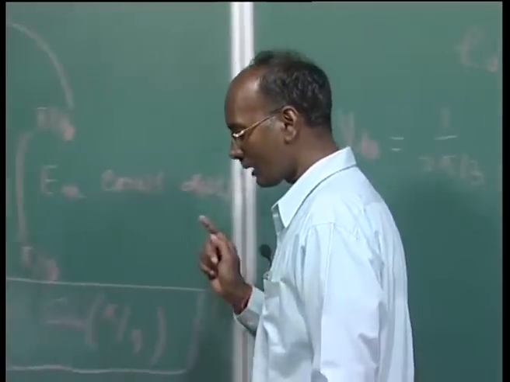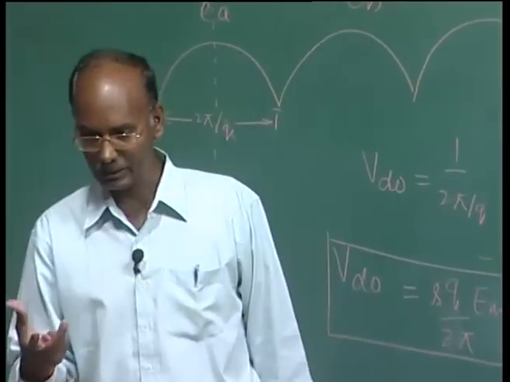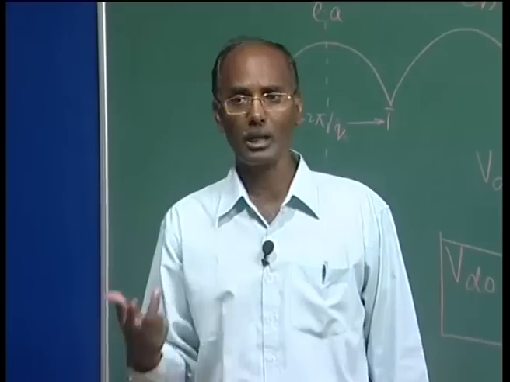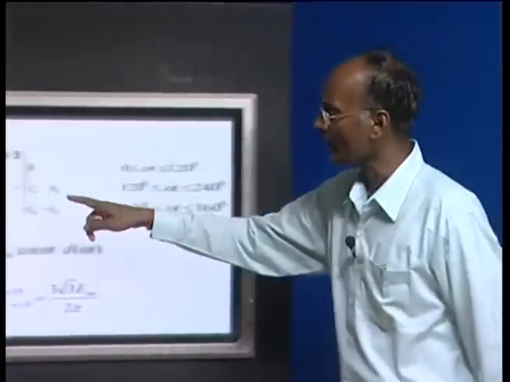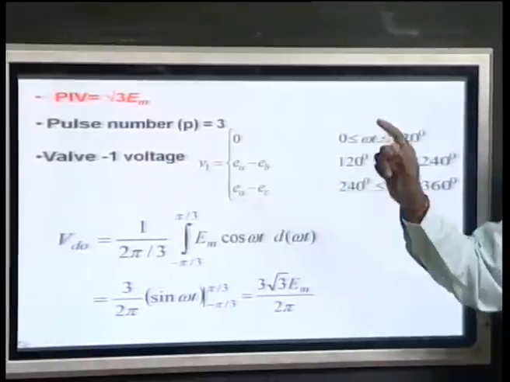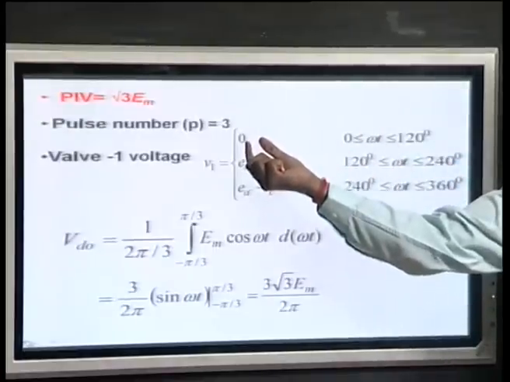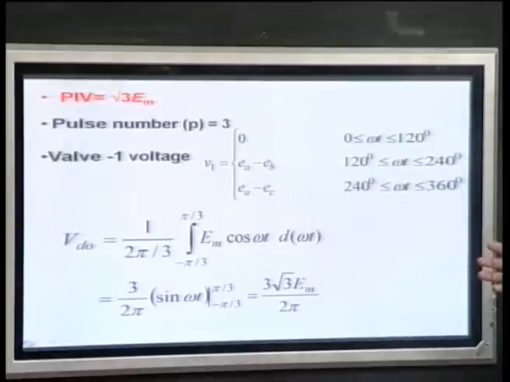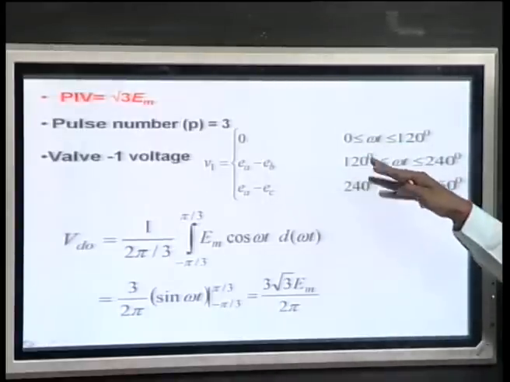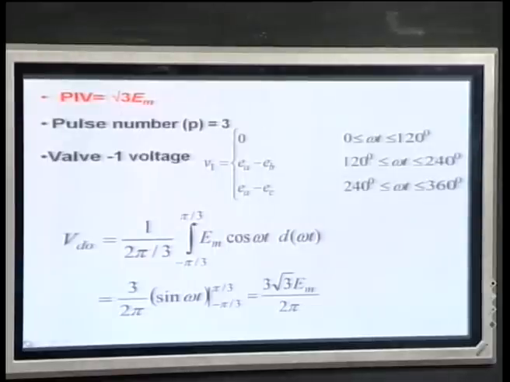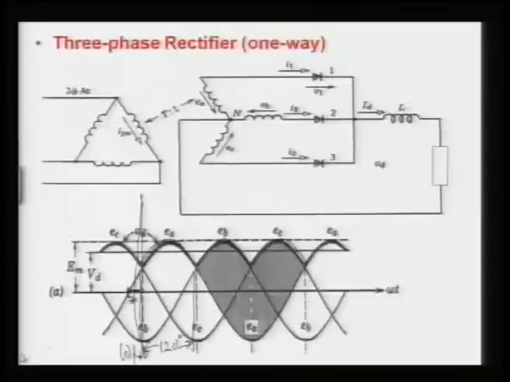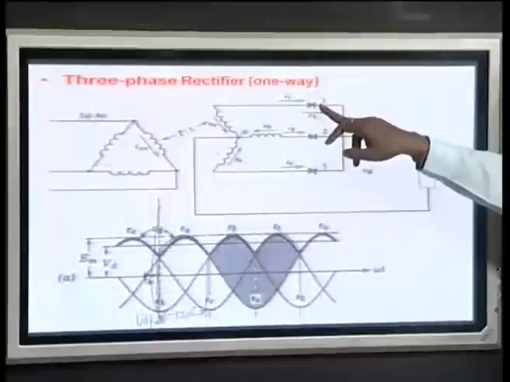Another thing I will require is the valve voltage. The valve voltage is also required because the valves must have suitable features, since there can be problems in mal-operation of a valve depending upon the voltage appearing across it. For this circuit with 3 phases, when one valve is conducting, its voltage is 0, and during the remaining period it is non-conducting. As I explained last time, once one valve is conducting here, the voltage across it is 0.